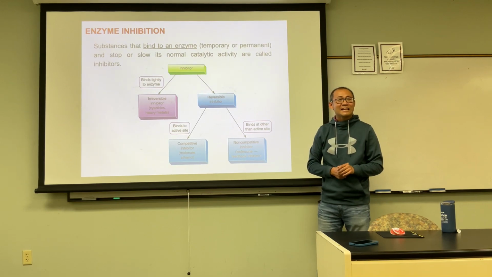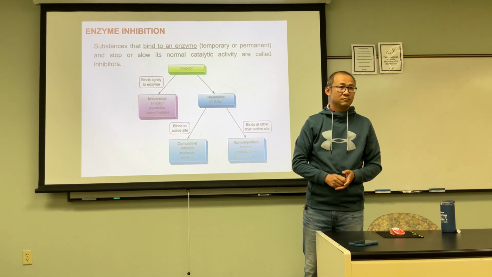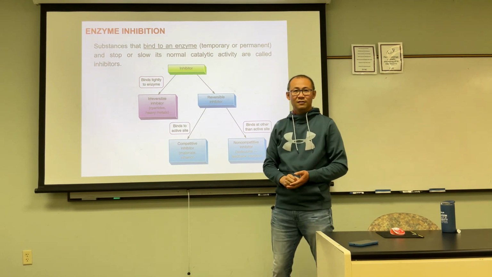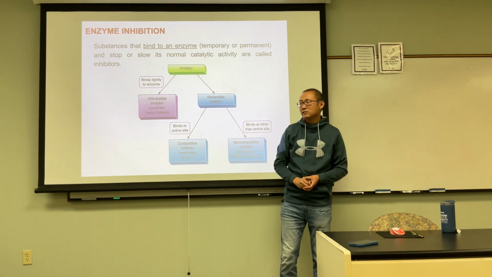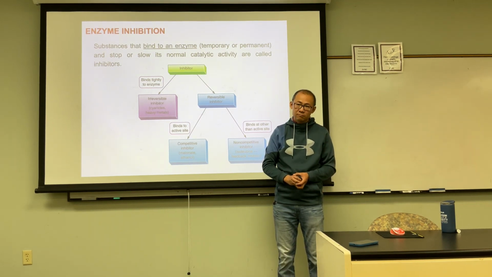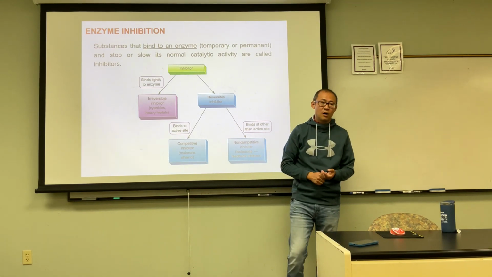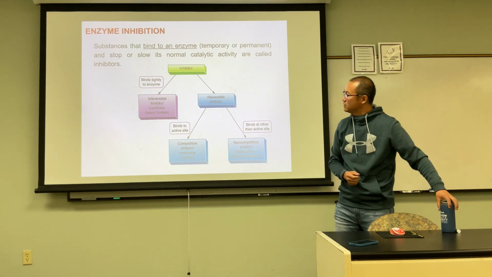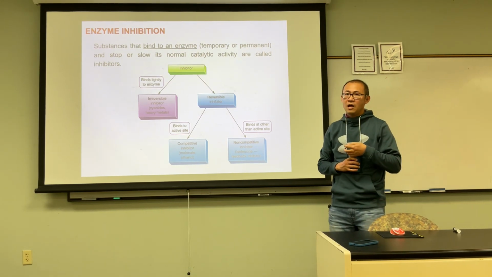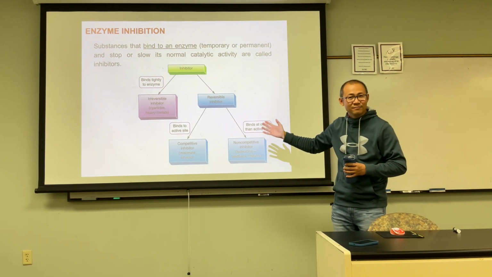What does inhibit mean? Slow down. Stop, slow down. So enzyme inhibition means some substance that can bind to the enzyme to what? To slow down or even completely stop the enzyme activity. That's called an inhibitor of enzymes. Okay, this part is very interesting. We have a lot of medicines developed based on enzyme inhibitors.